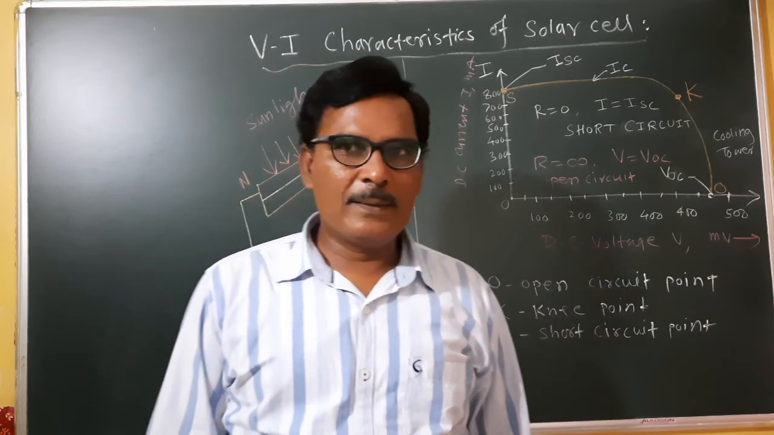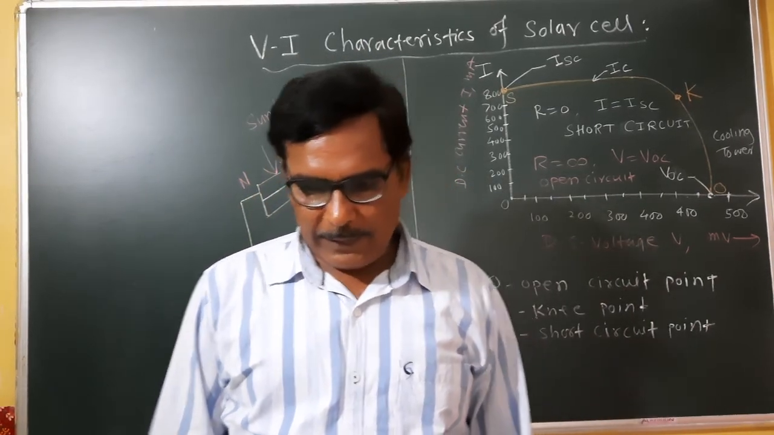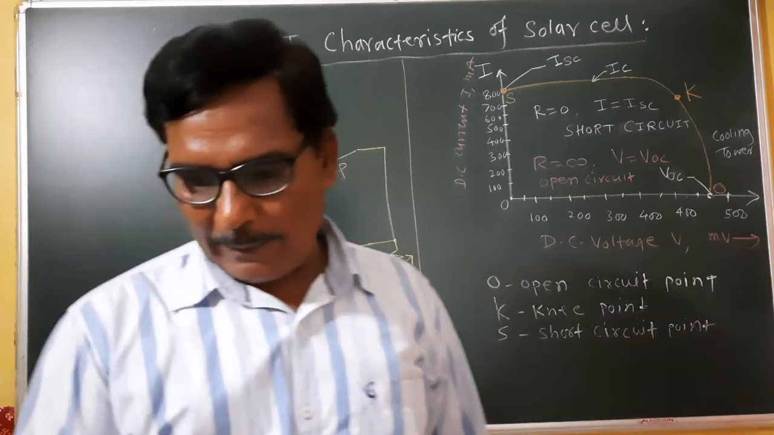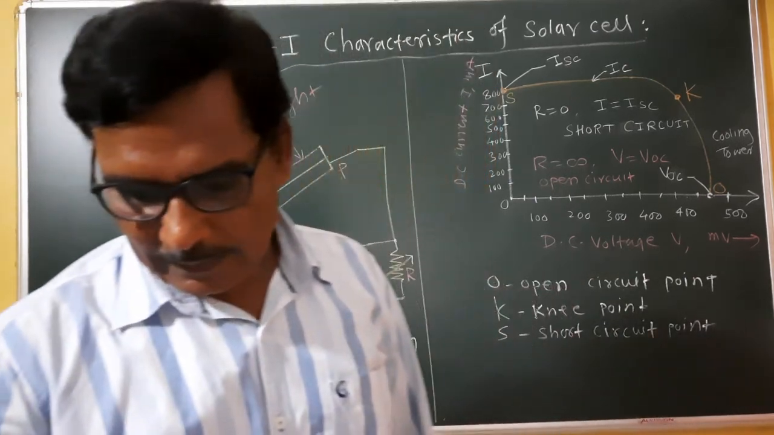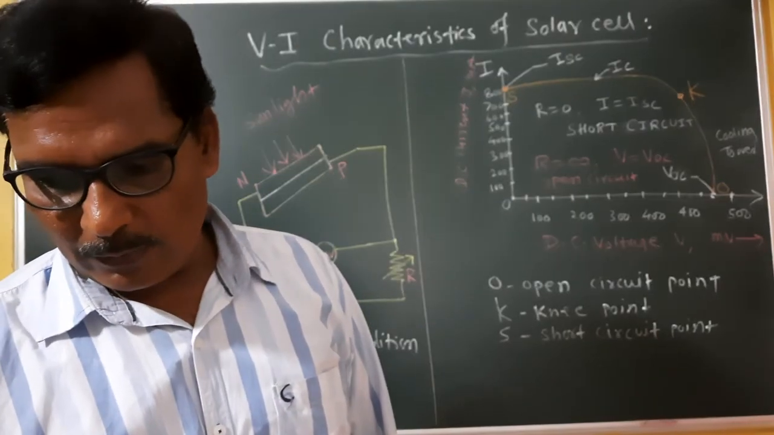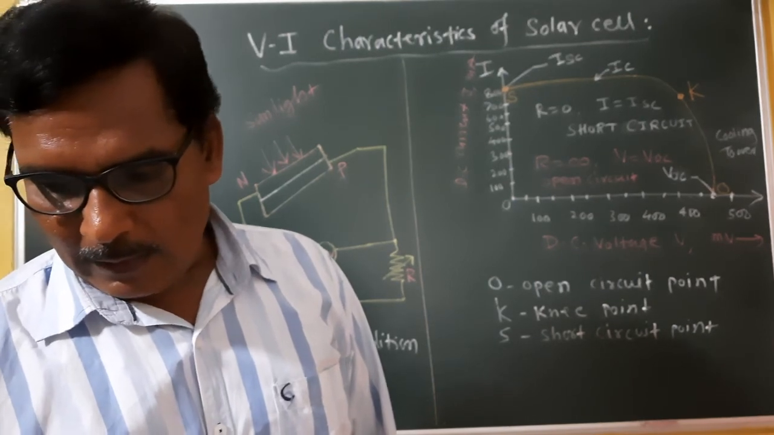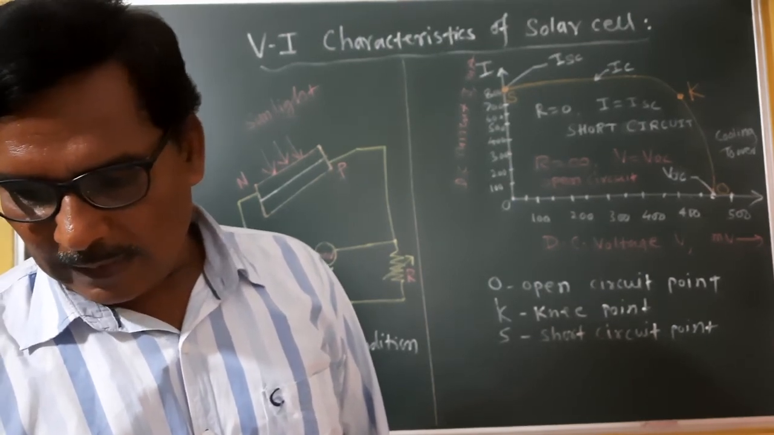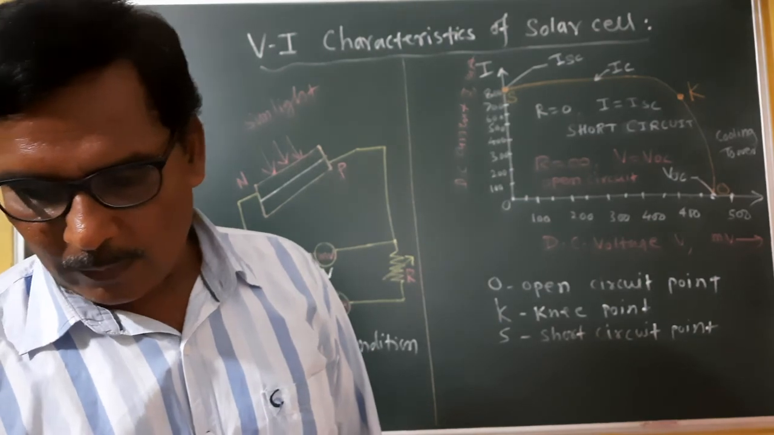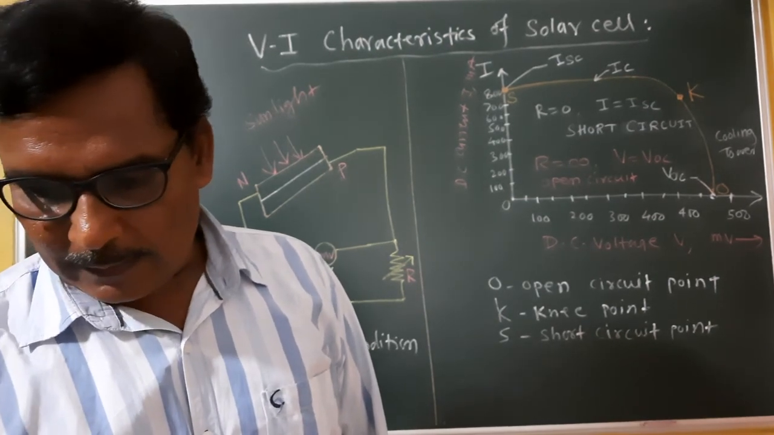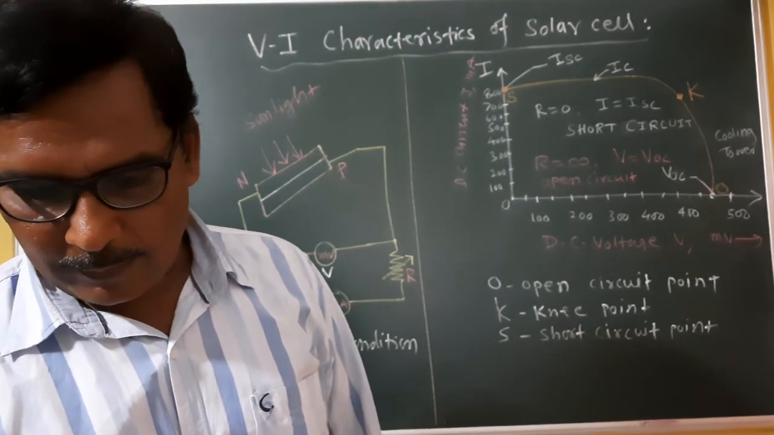Good morning, friends. In the last period, we studied the solar cell fundamentals. In that, we studied semiconductor devices and the PN junction in the last lecture. Now, the third solar cell fundamental is very important, and today we are going to discuss the VI characteristics of a solar cell.